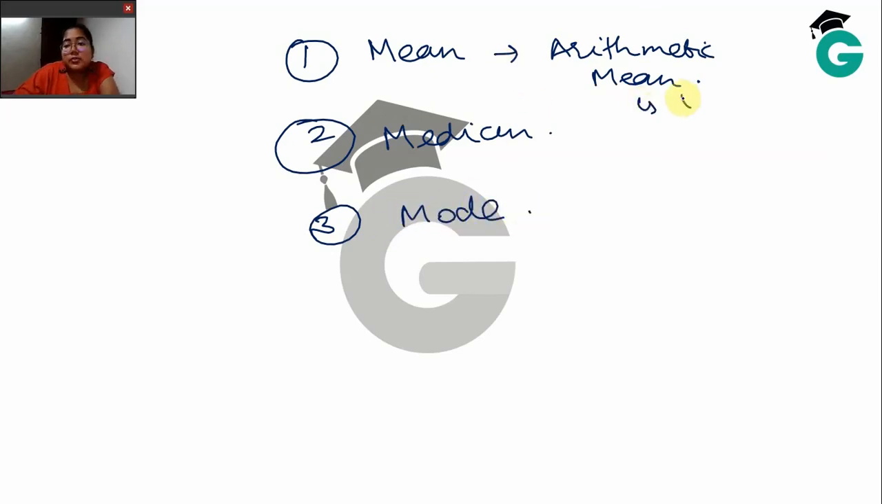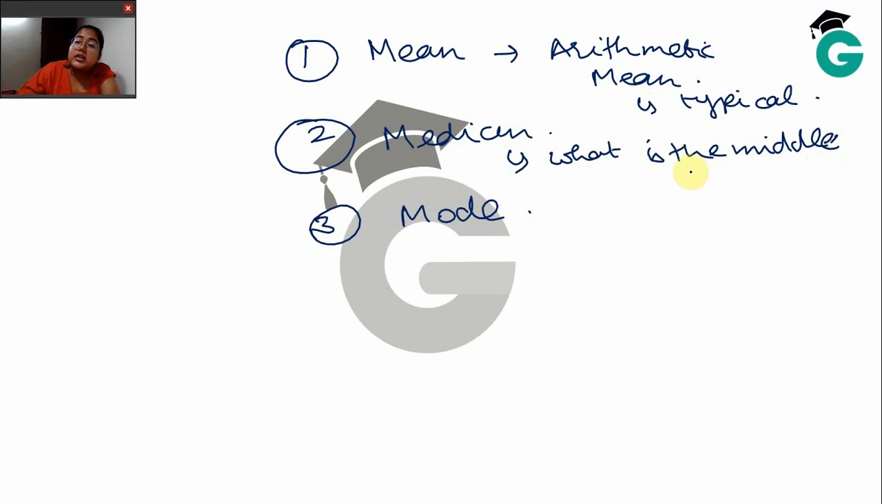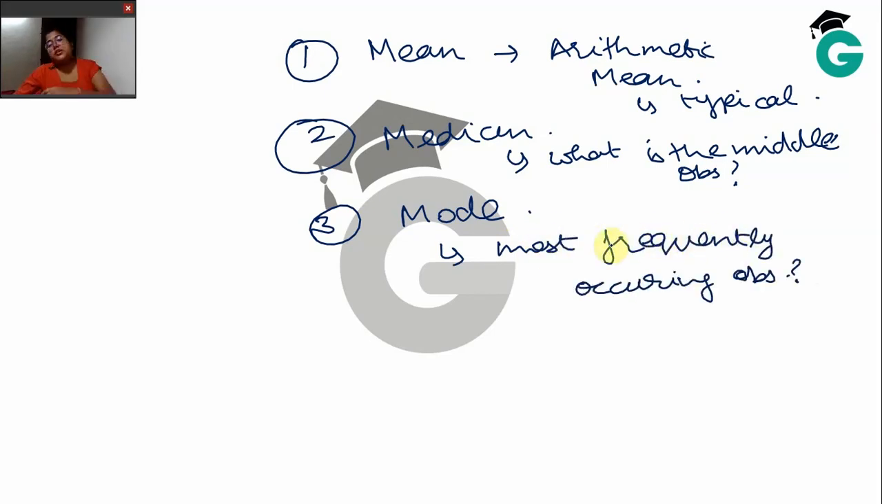Now, the mean basically tells you what is the typical observation. Median and mode also answer the same question, but in slightly different manners. The median tells you what is the middle observation. Irrespective of whether or not it is typical, the median is telling you what is the middle observation. The mode, on the other hand, is telling you what is the most frequently occurring observation. So each one of these is giving you the answer to a different question. But at the same time, they're all measures of location, because they're telling you where your data is located.